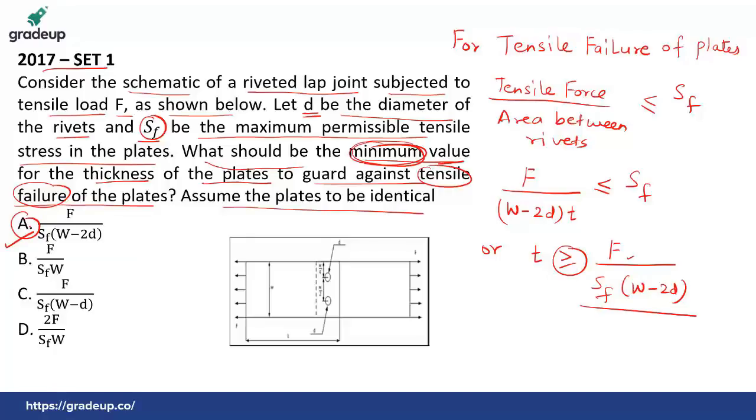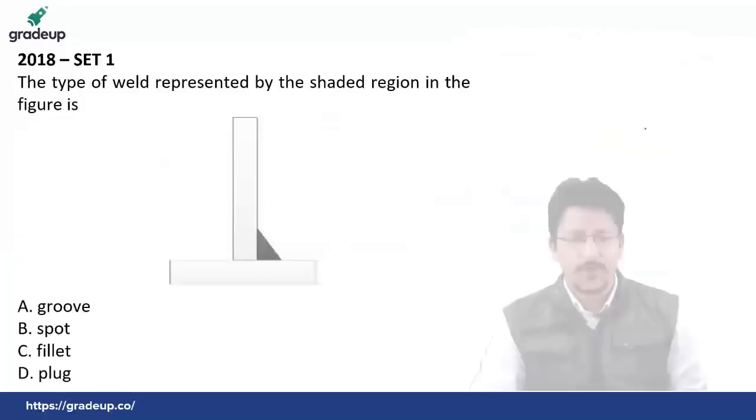Okay, simple problem. You just need to understand this concept that for the tensile failure of plates, the area is like this. Okay, the area taken between this way, the area of plate between the rivets. Okay, let us see the next problem.